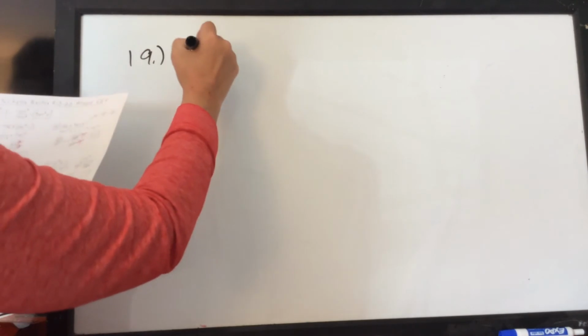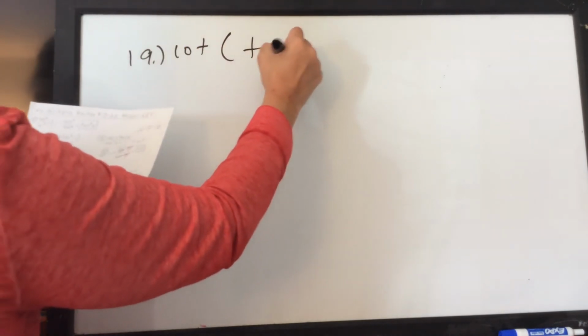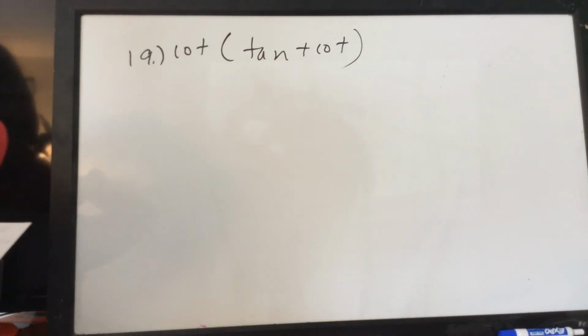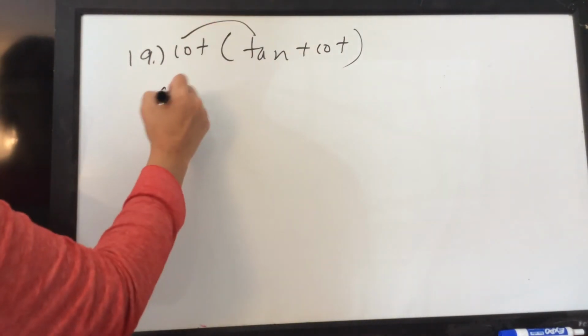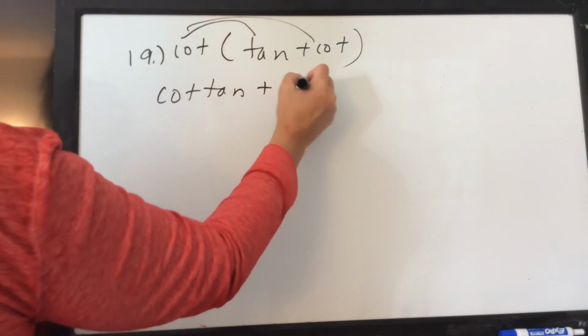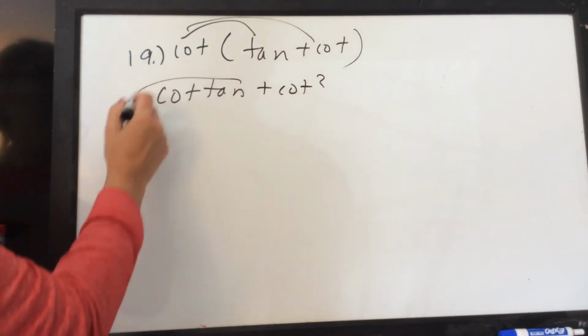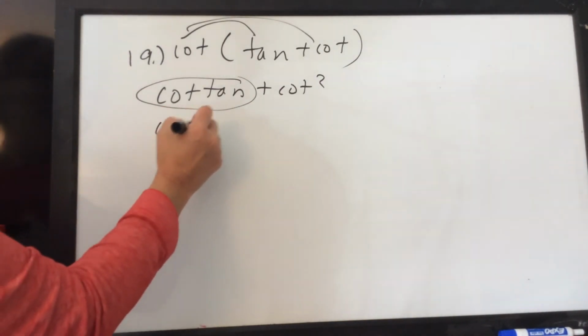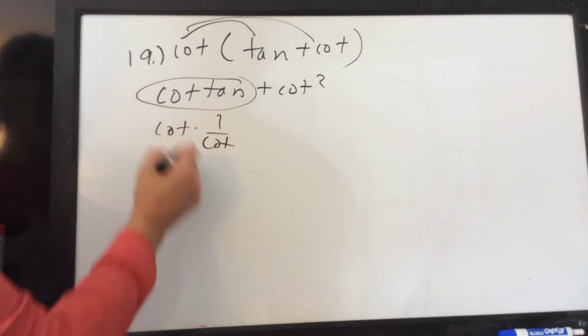19, we've got another parentheses. Cotangent, tangent, cotangent. Oh yeah, okay. So lots of distributing. So that's cotangent tan. And that's cotangent squared. This, again, you don't have to turn to sines and cosines. Hopefully you just see that tangent's 1 over cotangent, and that's 1.